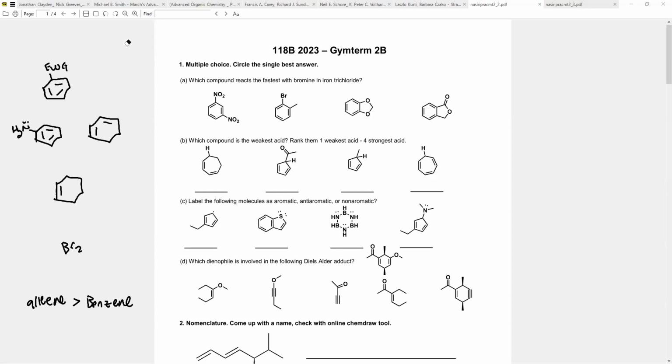I can do NH2 and NO2. These guys are going to be on the slower end than these two over here. Obviously this guy's going to react faster than the EWG. So this could be 3, this could be 4, where 1 is the fastest and 4 is the slowest. That would leave us with these two guys here. Hopefully that makes sense. Benzene alkenes are usually slower than normal alkenes.